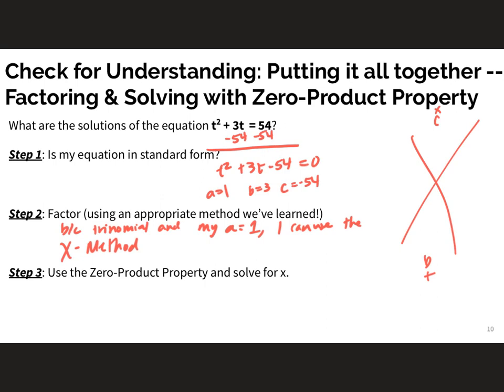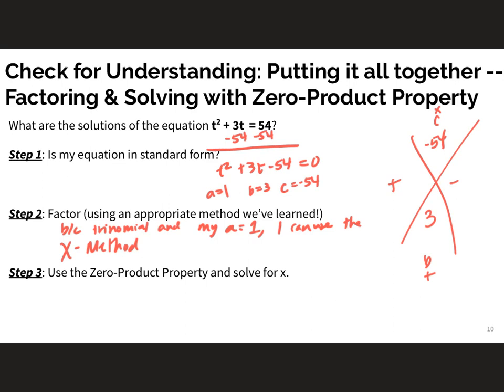So my c, as I stated before, was negative 54. And then my b, like I said before, is 3. And remember, I put b at the bottom. Remember, b for bottom. And when I look at my c, I know that I need to multiply to negative 54. When I think about what can multiply to a negative number, I know that there's only one option where you can have a positive and a negative factor pair. So I know that I'm going to be looking at a positive and negative factor pair of negative 54, because it's a negative and you can only have one combination of a positive and negative to multiply to a negative number.